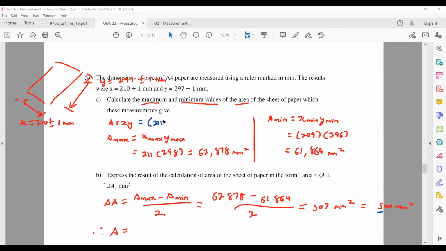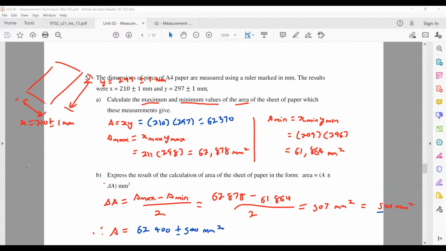Your area A you need to find first. 210 times 297 goes to 62,370. Okay, this one is your area A, not the max, not the min, the normal value. So you want to write down your value of A with the epsilon uncertainty: 62,400 plus minus 500 millimeters squared. Still following the rule from before.